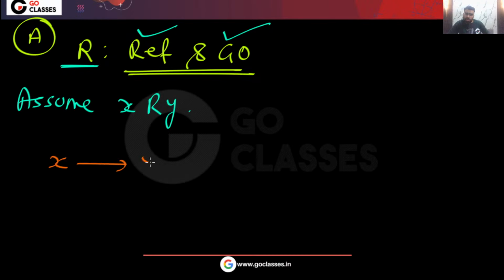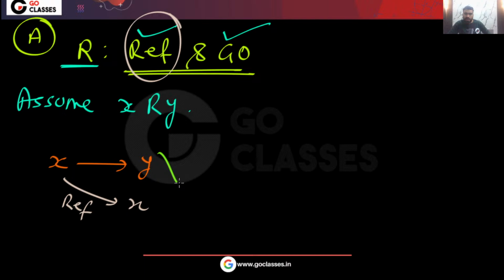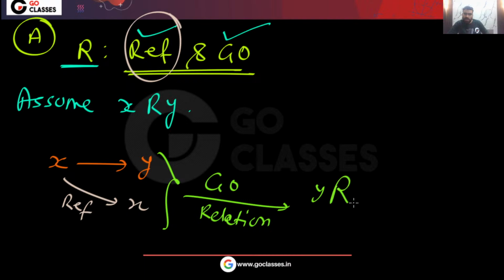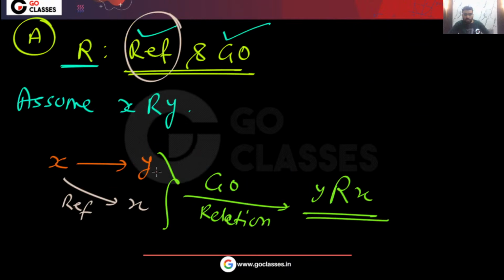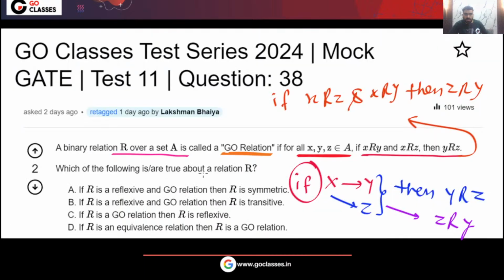Okay, because you are assuming X is related to Y. Because of reflexive, X will be related to X. Now because of go relation, what will happen? This Y will be related to X. Yes or no? Because of go relation, this Y will be related to X. So this is a very simple point. I hope you understood this. Okay, so you can see this is happening because of reflexive, and because of go relation, this Y will be related to X. Please tell me, did you understand? So option A, that is true. Okay, the question is asking which option is true. So option A is definitely true.